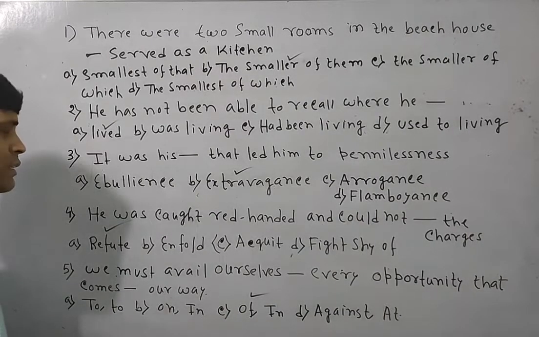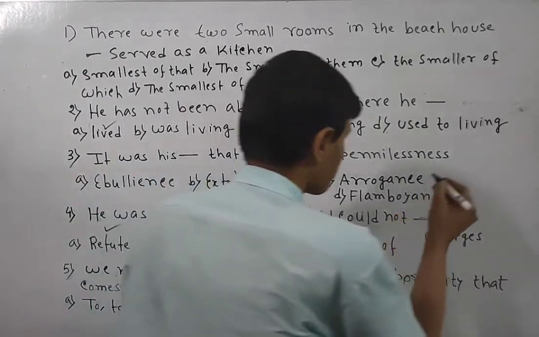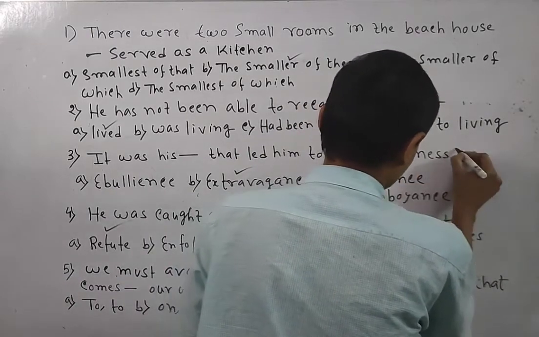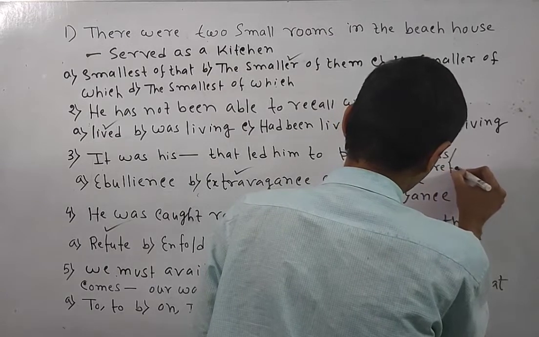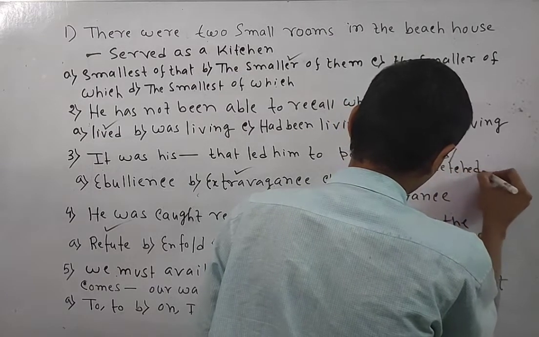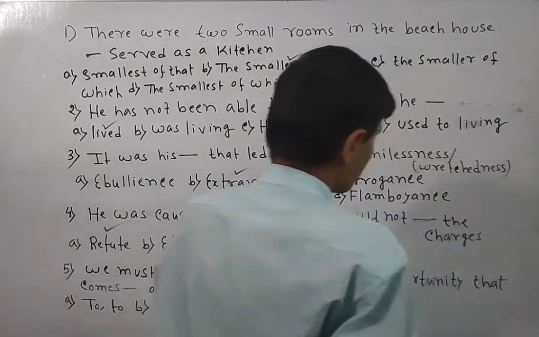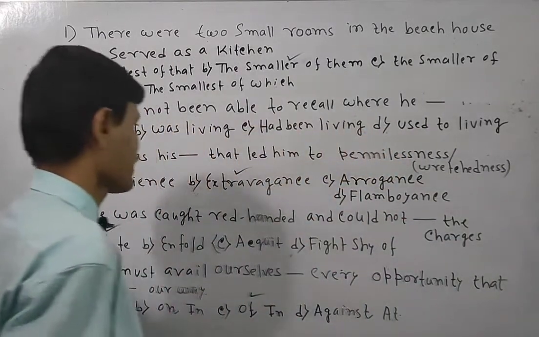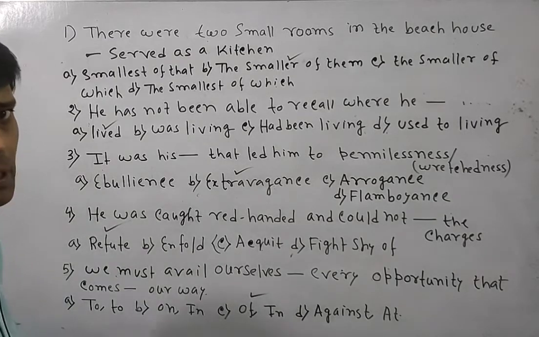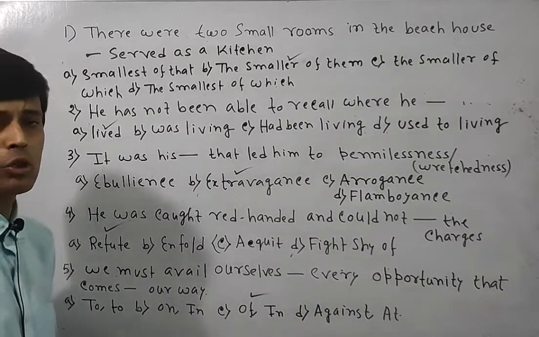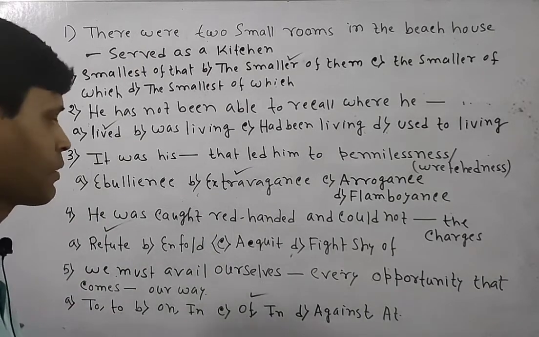It was his dash that led him to pennilessness or wretchedness or utter poverty. So what is the meaning of pennilessness? It means wretchedness or extreme poverty. So extravagance is the answer, because of spending too much money without judgment. If I spend too much money without judgment, then I too will fall into the same crisis of financial emergency.